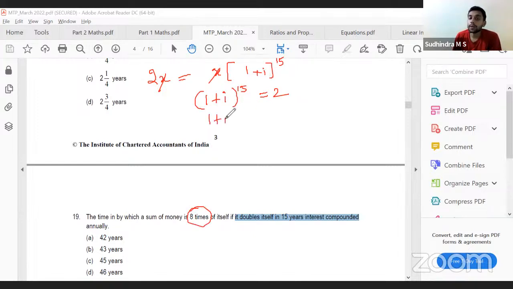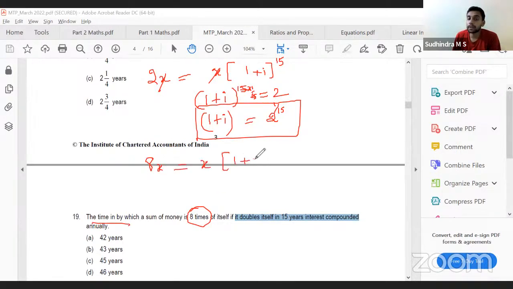So what I'll do, I'll take the 15th root on both sides. (1 plus I) to the power of 15 into 1 by 15, this gets knocked off, and it will be 1 plus I is equal to 2 to the power of 1 by 15, because I'm taking the 15th root on both sides. Using this, I have to find out by what time it will become 8 times. So 8x is equal to x into (1 plus I) to the power of n. Again x gets knocked off.